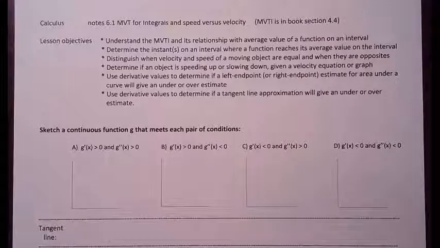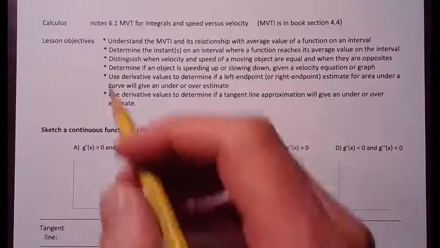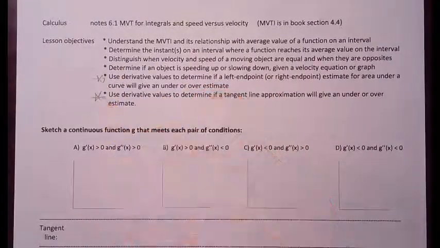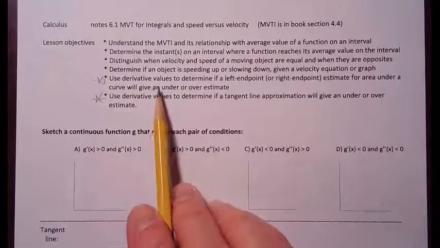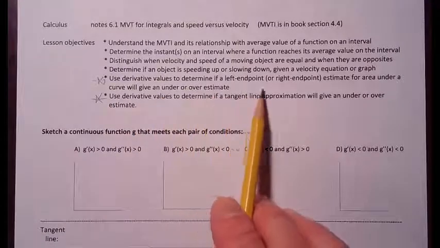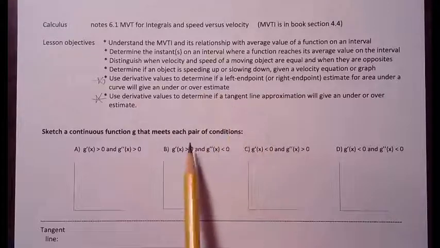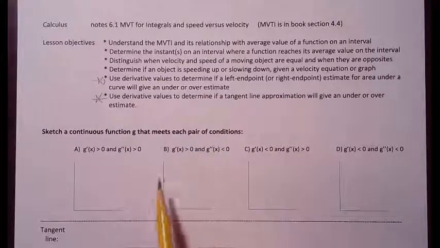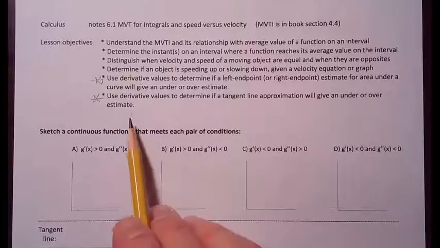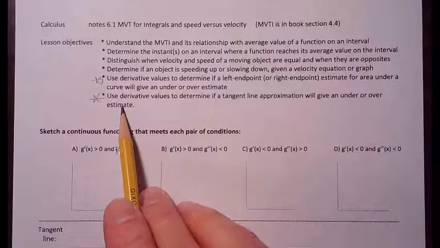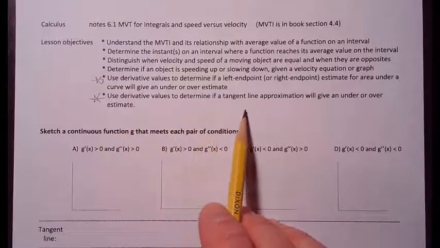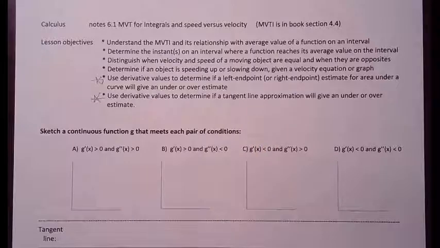So I broke this into two videos because there is so much stuff in this section, and it's not all totally related. This first one's going to start with these last two objectives here. We're going to use derivative values to determine if a left endpoint or a right endpoint estimate for area under a curve will give an under or over estimate. Hopefully that sounds a little bit familiar to you. We'll go into more detail shortly. And we're going to talk about how to use derivative values to determine if a tangent line approximation will give an under or an over estimate.